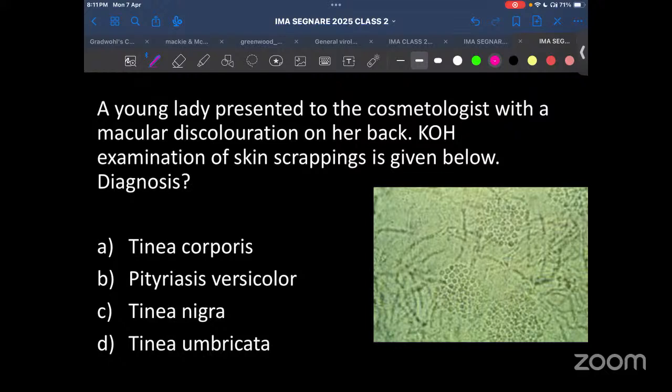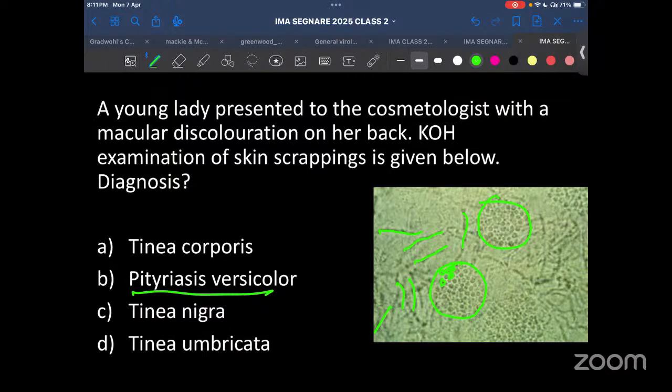So what is in the KOH? We'll see. These are hyphae. You can see a lot of hyphae. Now what else is there? Small yeasts forming a ball-like appearance. Somebody has answered it correctly. Karim, very good. This is pityriasis versicolor.